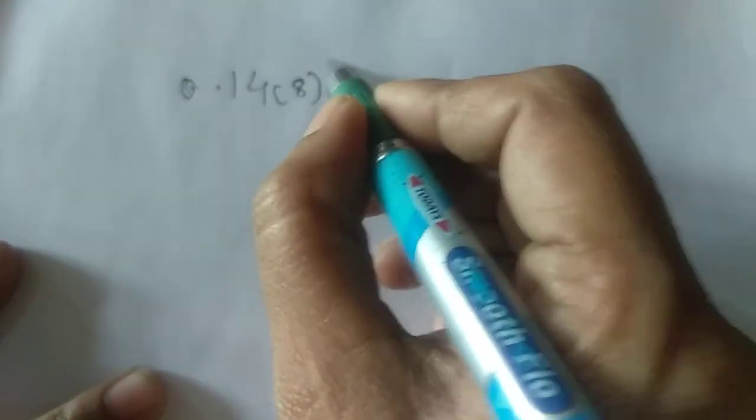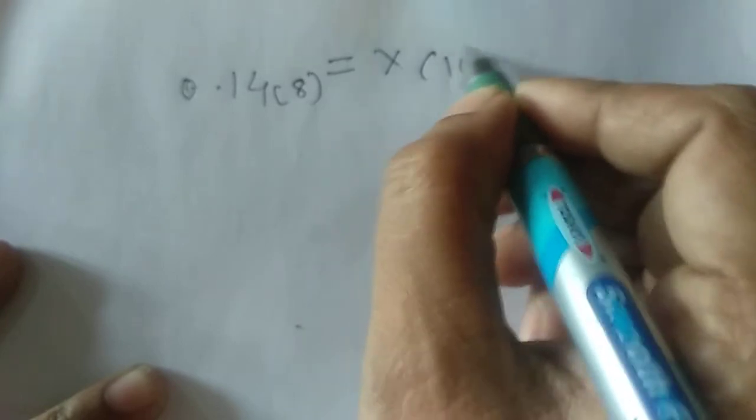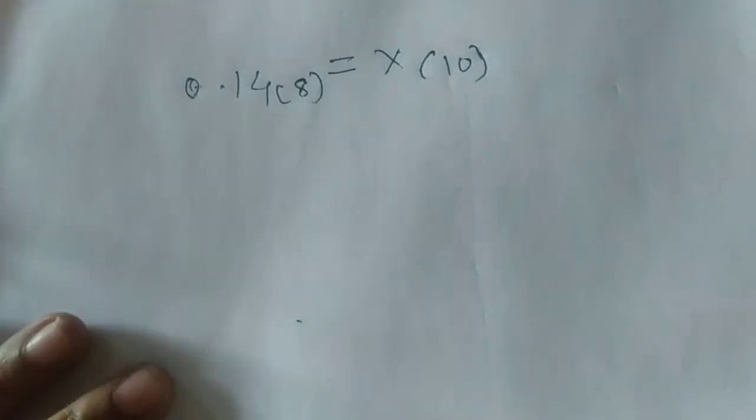Last lecture we have gone through the conversion from octal to decimal for integer numbers. Now we'll see conversion from octal to decimal for fractional numbers. Now we will see one fractional number, that is 0.14. We have to convert this 0.14 base 8, that means octal, to decimal, x base 10. Here we will have to find out x.